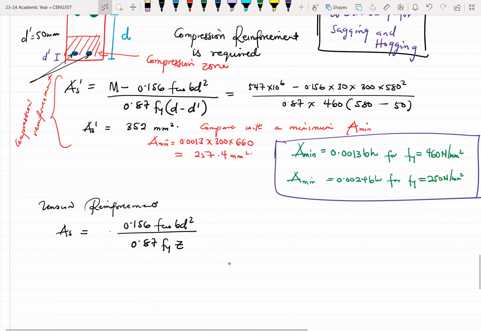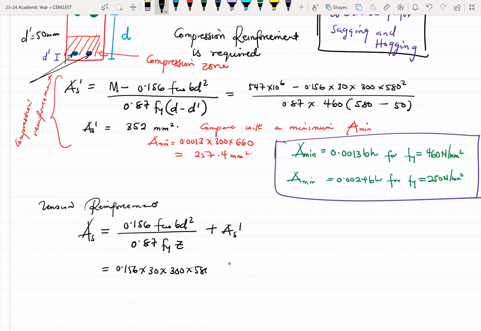So this is the equation plus AS prime. The tension steel required is a combination of the compressive and then some equation. Here we get 0.156 times 30 times 300 times 580 squared over 0.87 Fy.